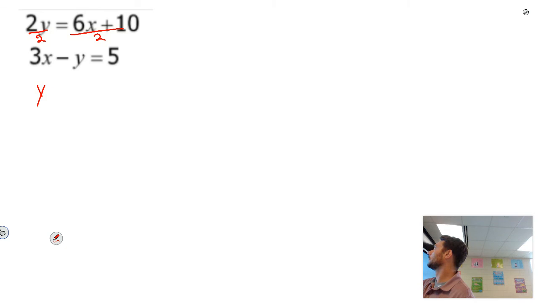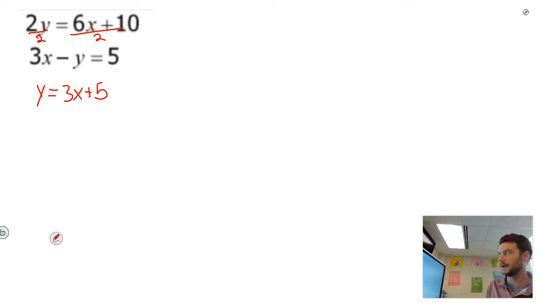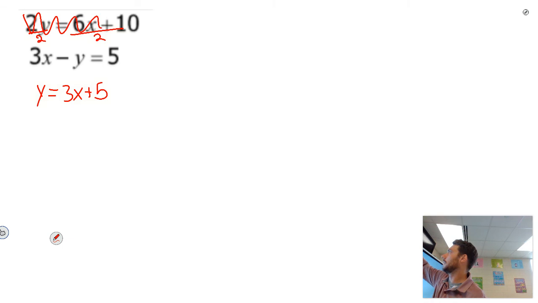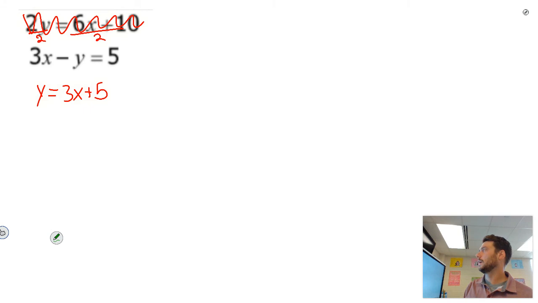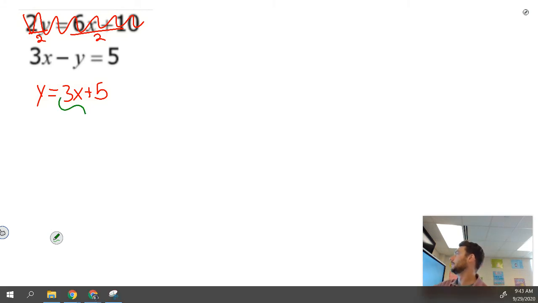So y equals 6 divided by 2 is 3x plus 5. Great. Okay, so now this equation's out of here. We don't have to worry about that anymore. Once we got it to where we want it, now we know a better, more useful version of our equation. So I'll take this stuff and plug it in for the y there. We need that whole side plugged in for the y because it says y equals 3x plus 5.